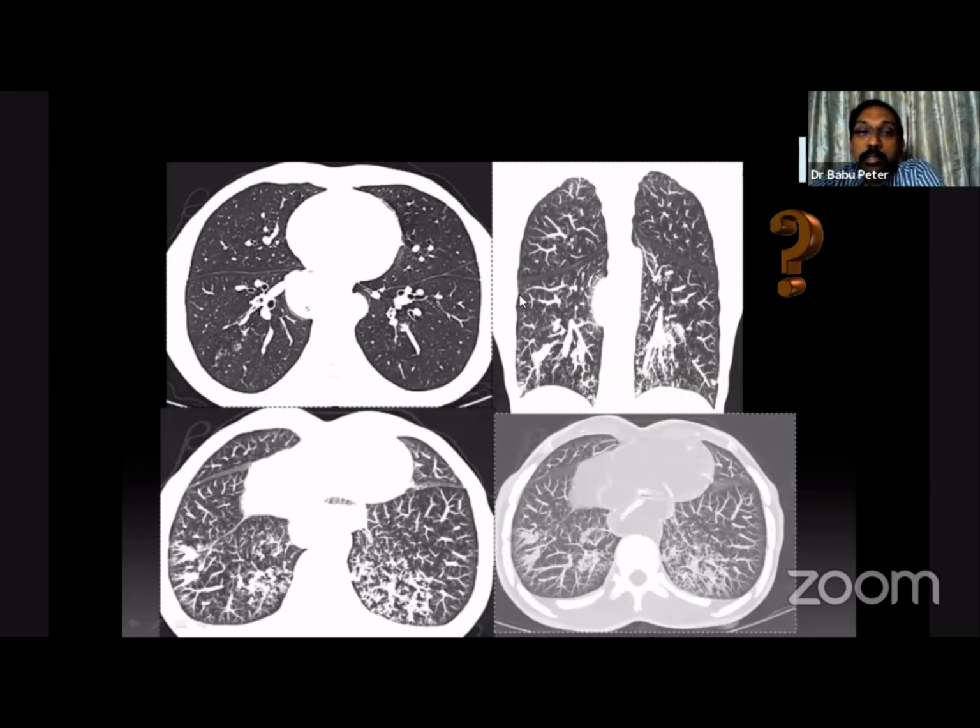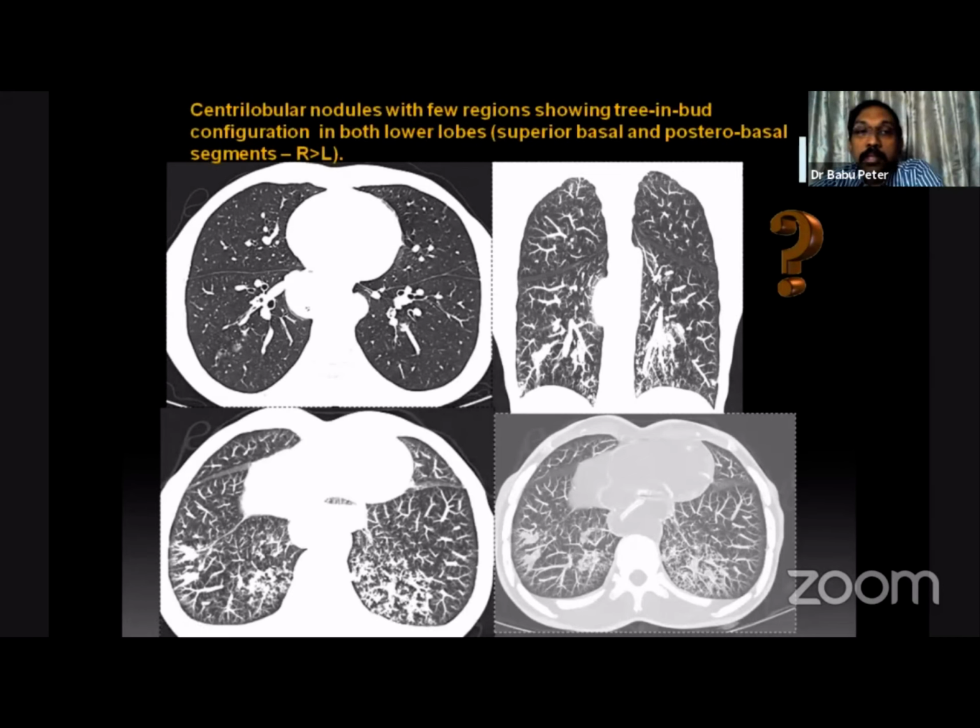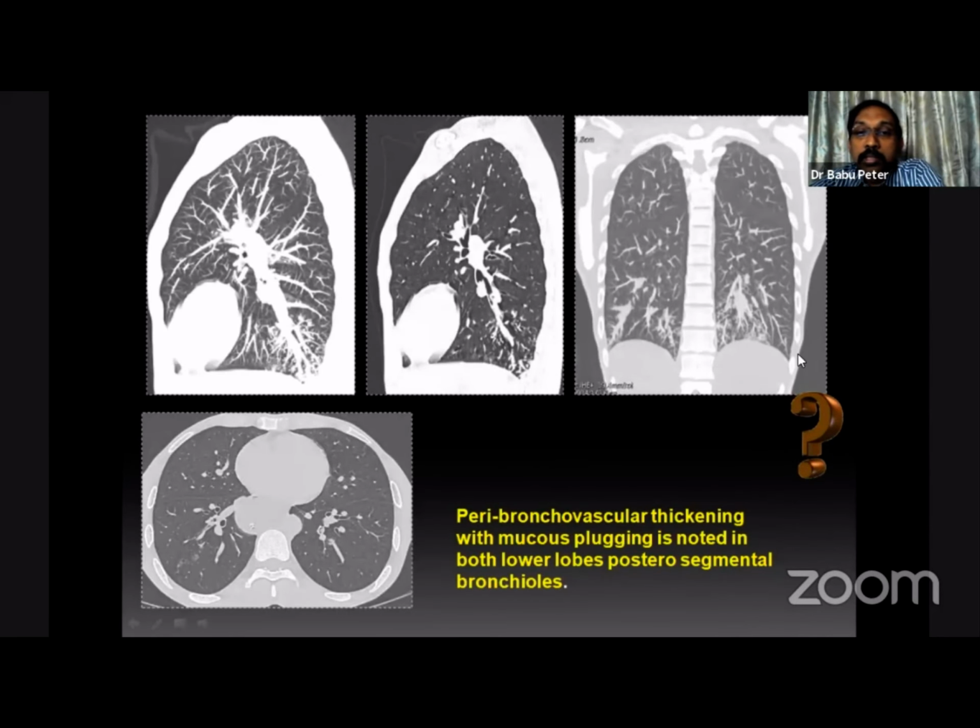So look at this HRCT here, and what is the pattern that is seen here? You are seeing multiple centrilobular nodules, also peribronchovascular thickening, with few areas showing a tree-in-bud appearance. So this is the typical centrilobular nodules pattern with tree-in-bud appearance. This was due to peribronchovascular thickening, and there was mucus plugging, which was involving the left lower lobe bronchus.